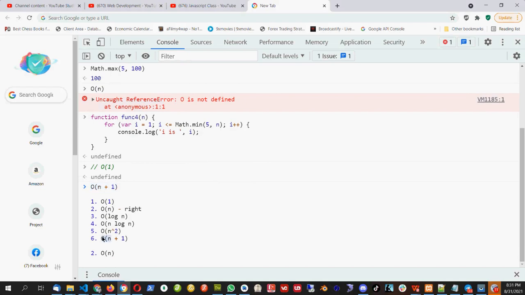Because we don't say O(n + 1) as O(n + 1). We don't say O(n + 1) as O(1). With n + 1, we always have to skip the plus 1, that is this constant part, and we have to consider O(n + 1) as O(n). So O(n) is the right answer.